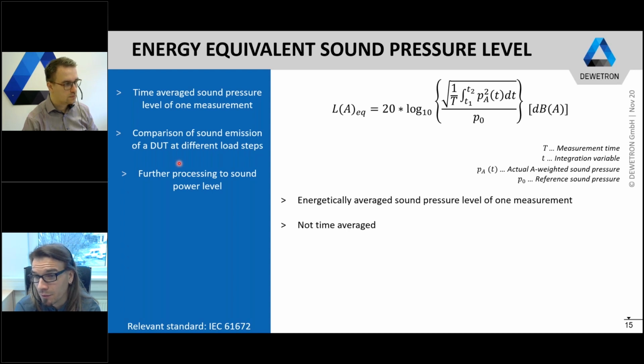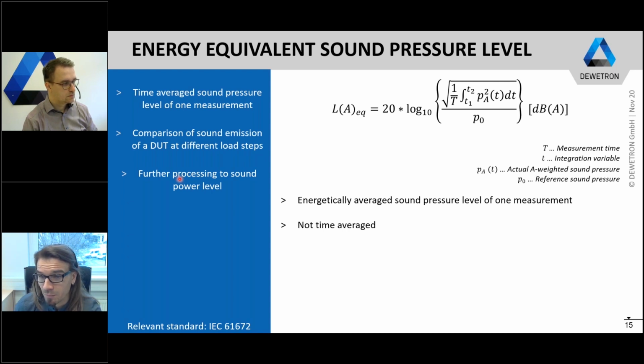For example, you want to compare the sound level at 3000 RPM or at 4000 RPM, you normally use the LAEQ. And last but not least, the LAEQ is always used and prescribed in standards for further processing to the sound power level.